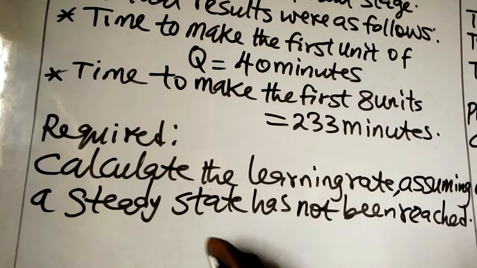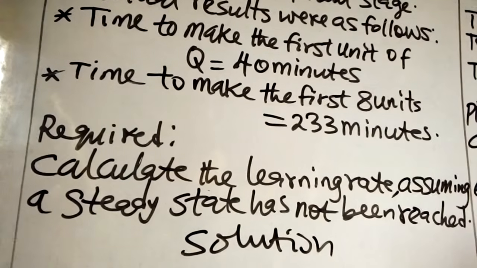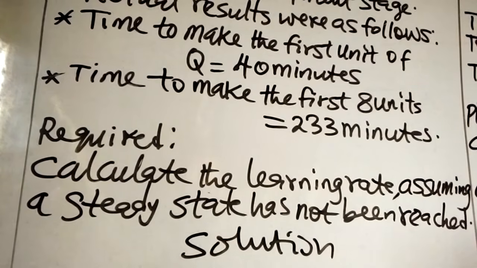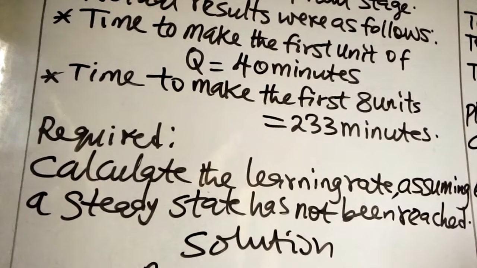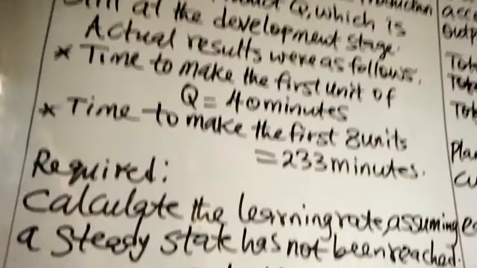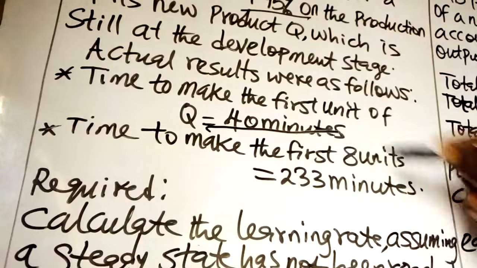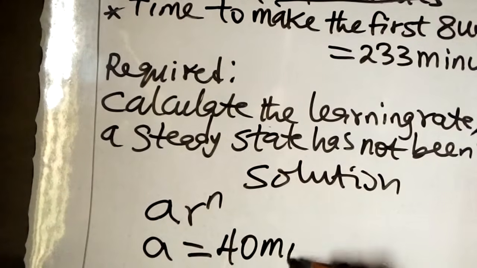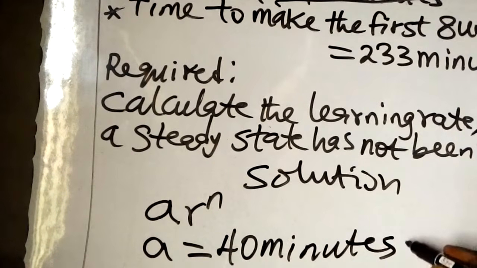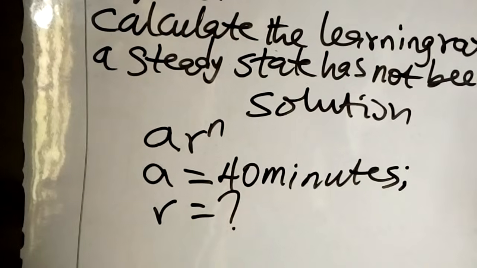The learning rate solution. So now using the algebraic approach, we said the formula is Y equals A X raised to power b, where A is the time used in producing the unit in the first batch. So if you go back to the question, you were told that the time to make the first unit is 40 minutes. So that means our A is 40 minutes. R is the learning rate, and that is what we are required to find. Then we are left with N.